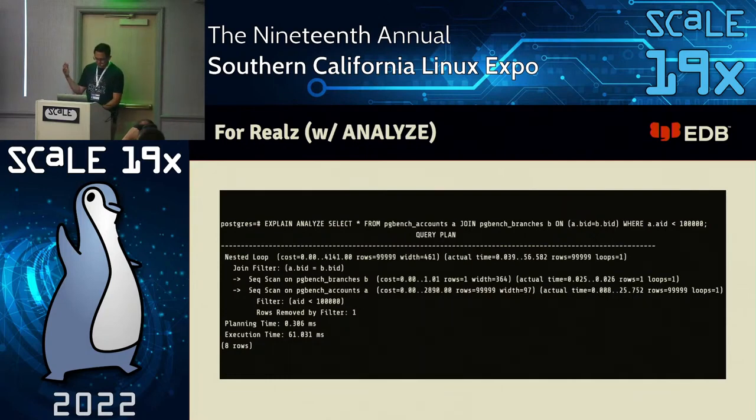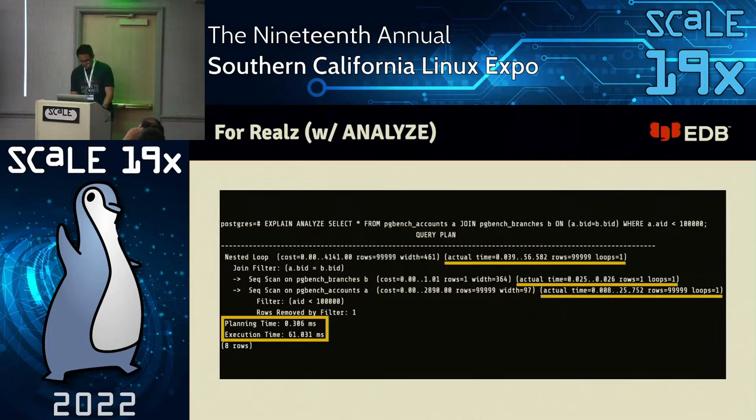Okay, you'll see that the actual time to run it was 61 milliseconds, but the bulk of the time was, I think, the sequential scan of the accounts table, which is 25.7 milliseconds. Now, the 56 milliseconds to do the nested loop actually includes the time that it took to do the scan. So if you want to find out the actual time it takes to do the nested loop, you have to do subtraction.